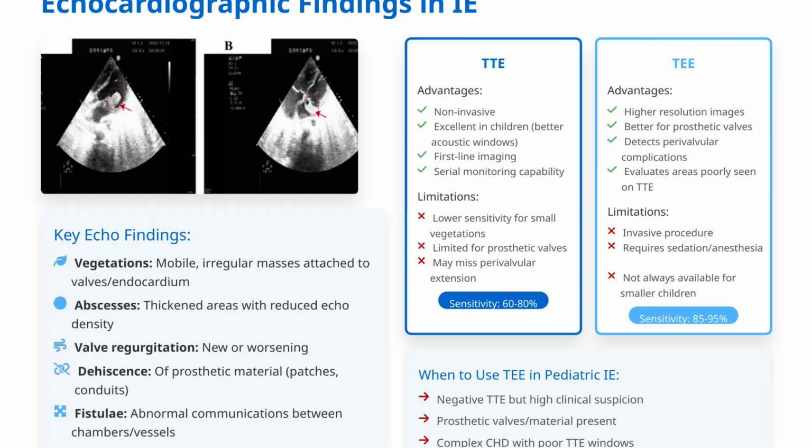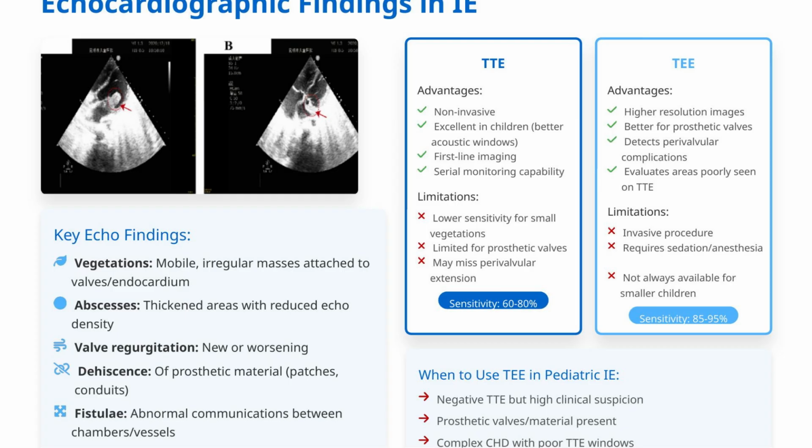Echocardiography is the cornerstone of imaging for infective endocarditis, with several key findings that clinicians should recognize. Vegetations appear as mobile, irregular masses attached to valves or the endocardium. Other important findings include abscesses, which are thickened areas with reduced echo density, new or worsening valve regurgitation, dehiscence of prosthetic material like patches or conduits, and fistulae forming abnormal communications between chambers or vessels.